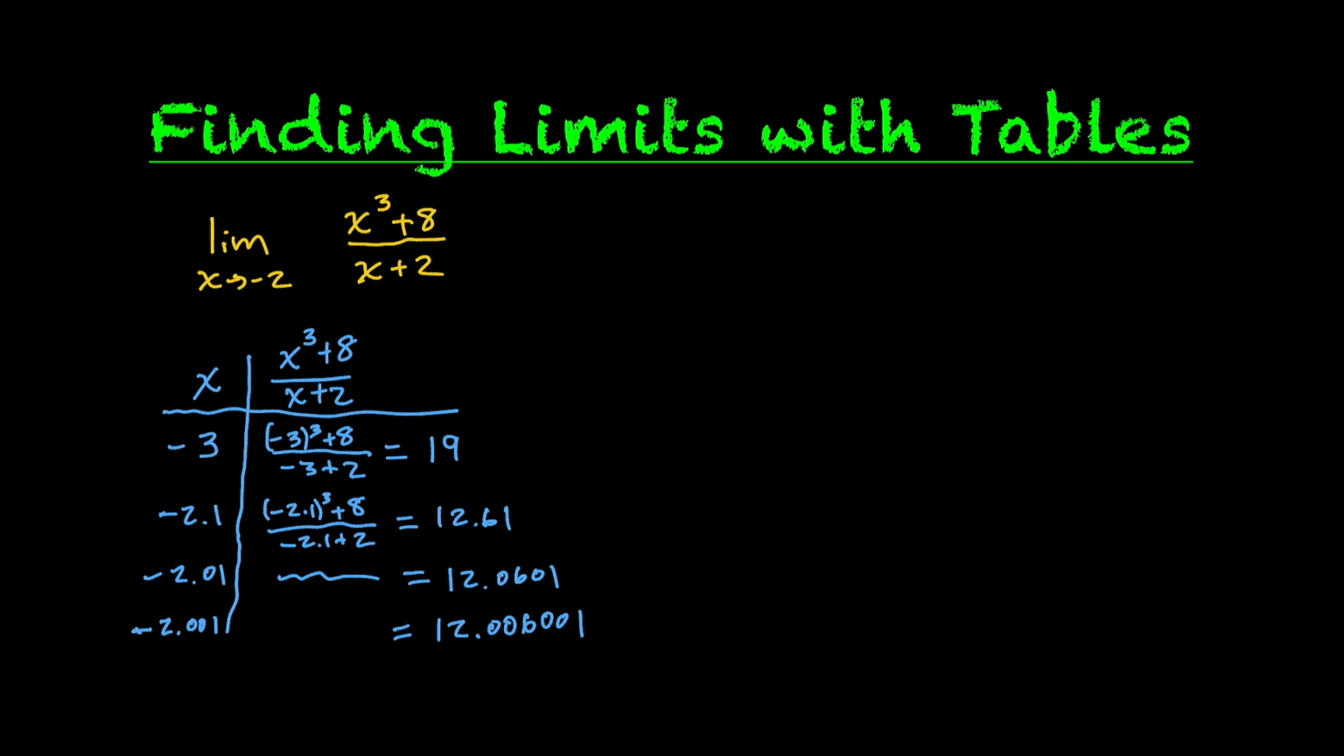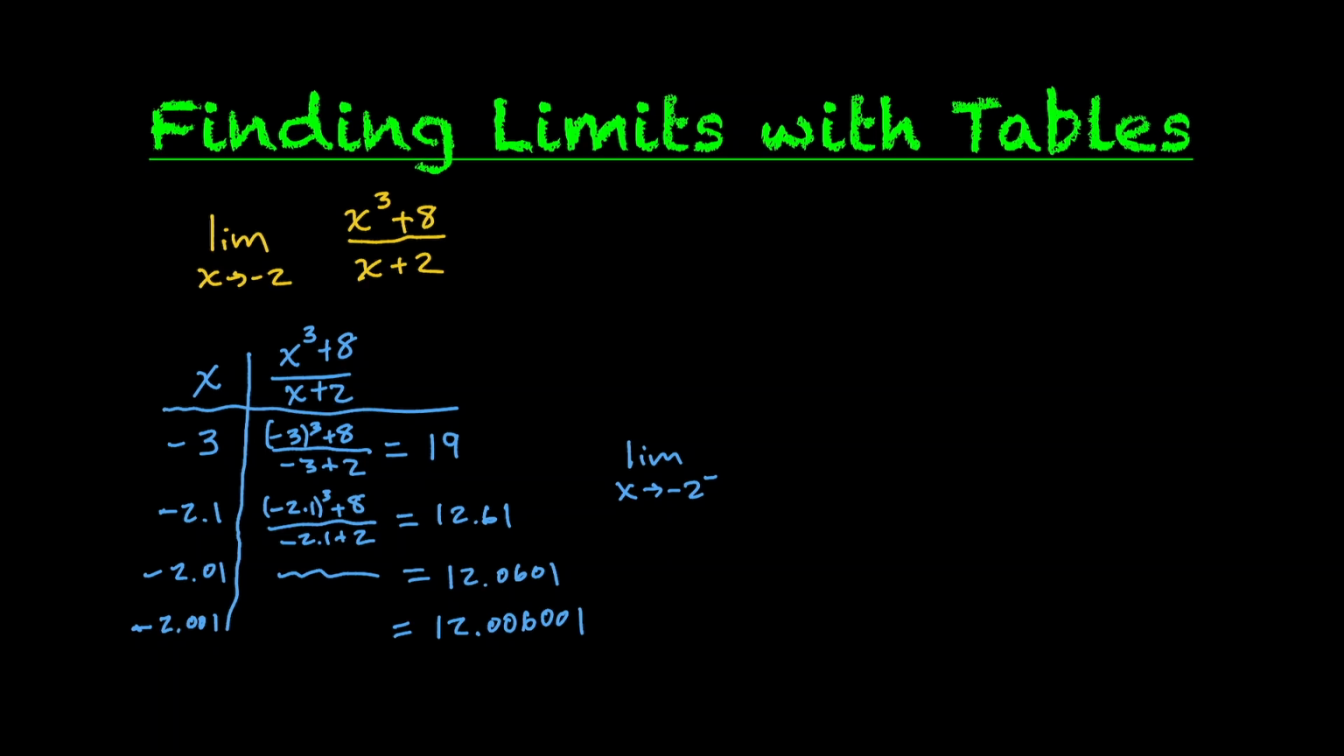Now, in reality, all we've computed here is what we call a one-sided limit. And the notation for this one-sided limit is the limit as x goes to negative 2, and we put a little minus sign here, and that means from the left. All these numbers of x are on the left of negative 2 on the number line. And if we do this, we've computed that this limit is equal to 12.